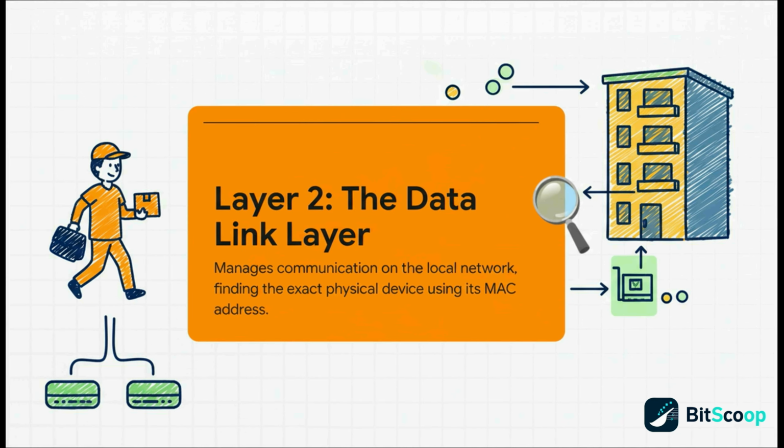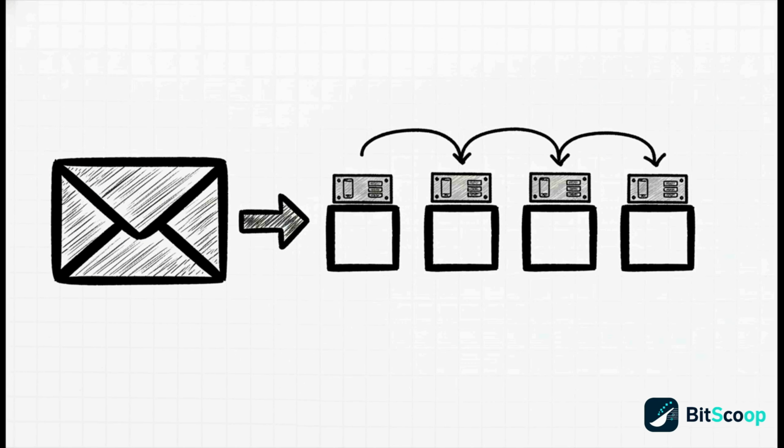This is like the local mail carrier who has to find the exact apartment inside a huge building. So at this layer, the packet gets another wrapper. This time it's called a frame. And this frame gets tagged with the MAC address of the destination device. You can think of a MAC address like a fingerprint for your device's network card. It's a unique serial number that's literally burned into the hardware.